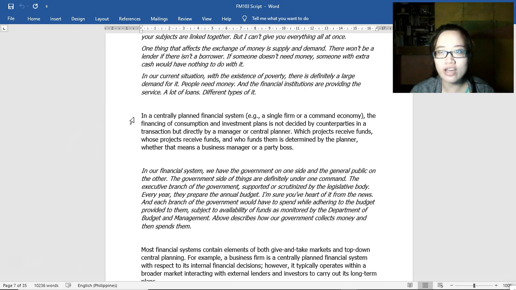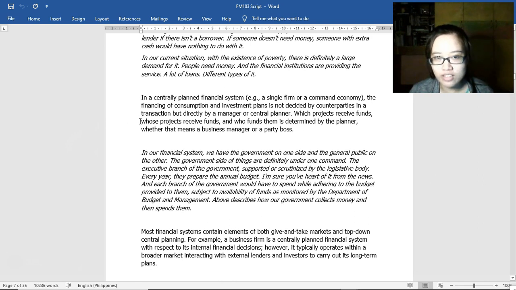In our financial system, we have the government on one side and then the general public on the other. The government side of things are definitely under one command. So we have the executive branch of the government, supported or scrutinized by the legislative body. Every year, they prepare the annual budget. I'm sure you've heard of it from the news. Each branch of the government would have to spend the funds allocated to them while adhering to the budget provided to them, subject to availability of funds as monitored by the Department of Budget and Management. So above describes how our government collects money and then spends them.